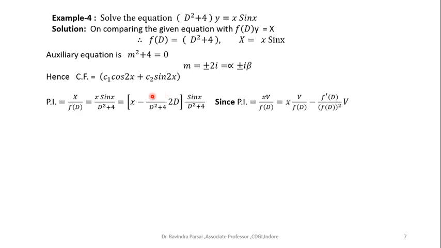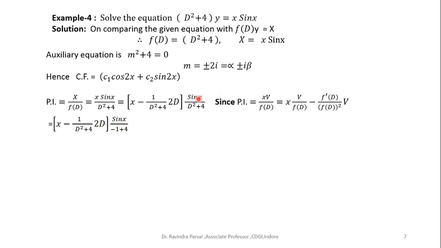Now we concentrate on the method of finding the particular integral here. x sin x upon f of D equals x sin x upon D square plus 4. So the rule in this case is to define it as follows: x upon f of D minus the derivative of f of D upon f of D squared. Now by writing x minus 1 upon D square plus 4, the differential is this sin x.